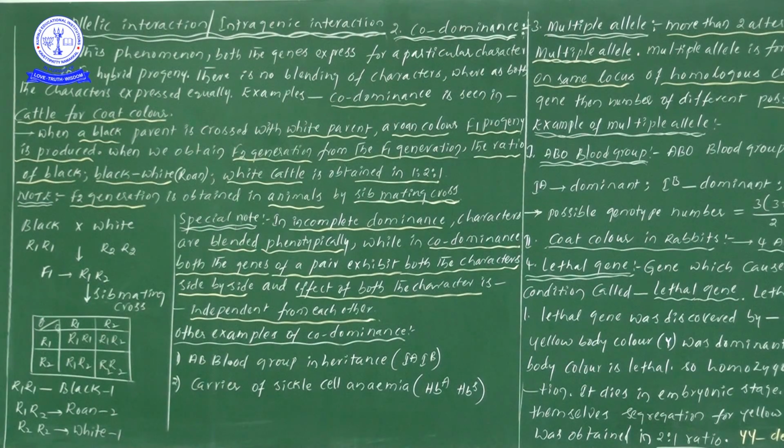1:2:1 ratio even in codominance. So this is some more information related to cattle coat color, by relation of codominance. Next, a special note: what is another piece of extra information to be discussed in incomplete dominance?